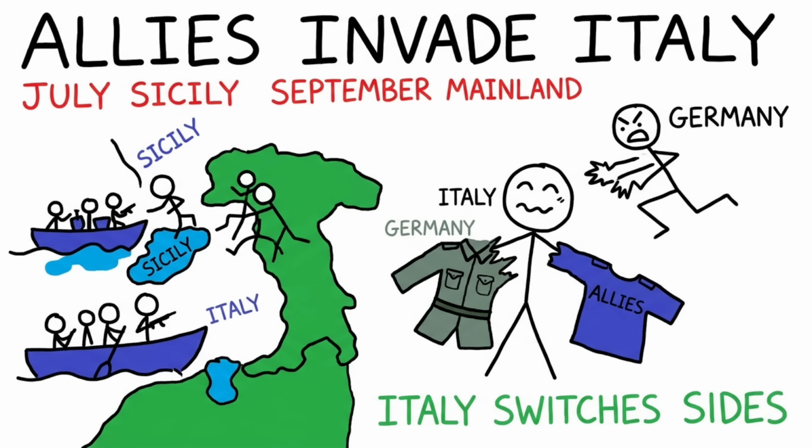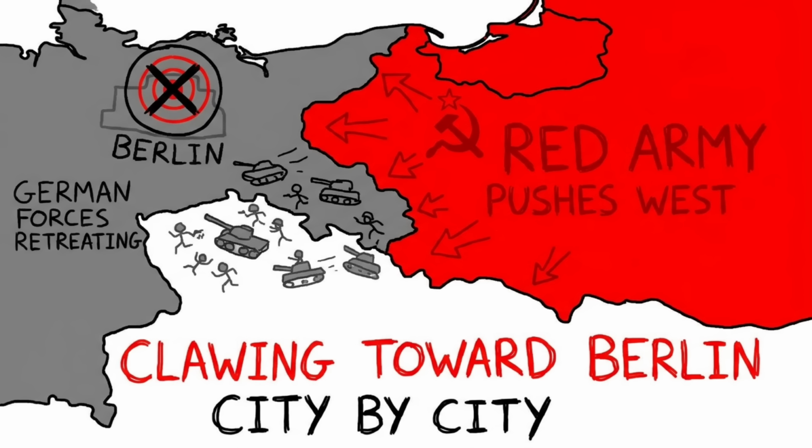With Africa secured, the Allies invaded Sicily in July 1943, and then mainland Italy in September 1943. Italy switched sides and surrendered, though Germany quickly occupied northern Italy, and fighting continued there until the very end of the war. Meanwhile, on the Eastern Front, the Soviets were pushing west relentlessly. The German advance had been stopped and reversed. City by city, the Red Army was clawing its way toward Berlin.